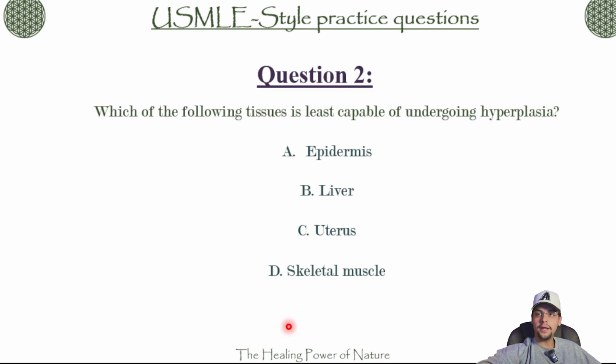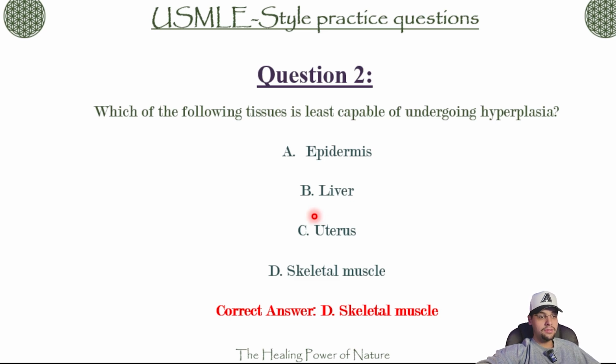I'm going to go ahead and give you a few minutes to see if you can figure this out on your own. If you clicked D or chose D, you are correct. Let's go through these answers real quick. So, which of the following tissues is least capable of undergoing hyperplasia? Okay, why is it not A? The epidermis regenerates through hyperplasia in response to injury. Okay, so it's not A. B, the liver has regenerative capacity and undergoes hyperplasia after damage. Okay, so we know it's not the liver. The uterus also undergoes both hypertrophy and hyperplasia during pregnancy. So we would know that skeletal muscle is the correct answer.